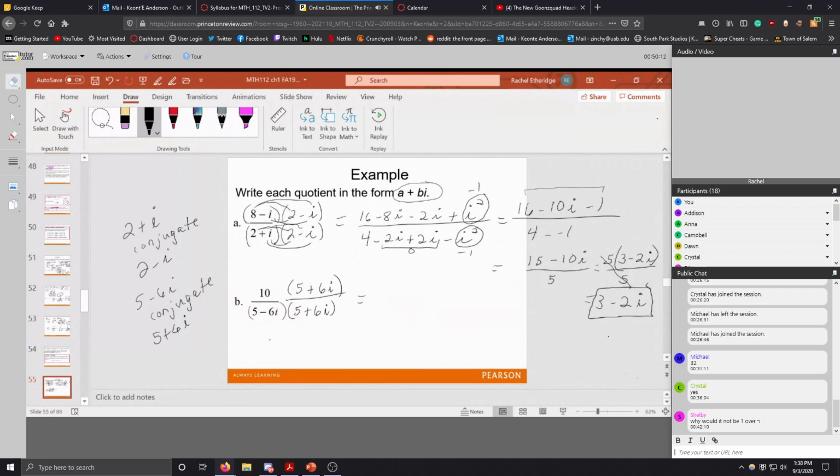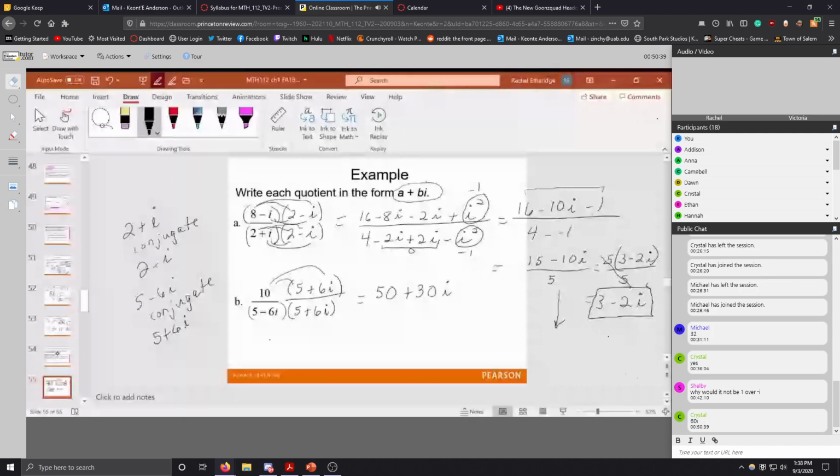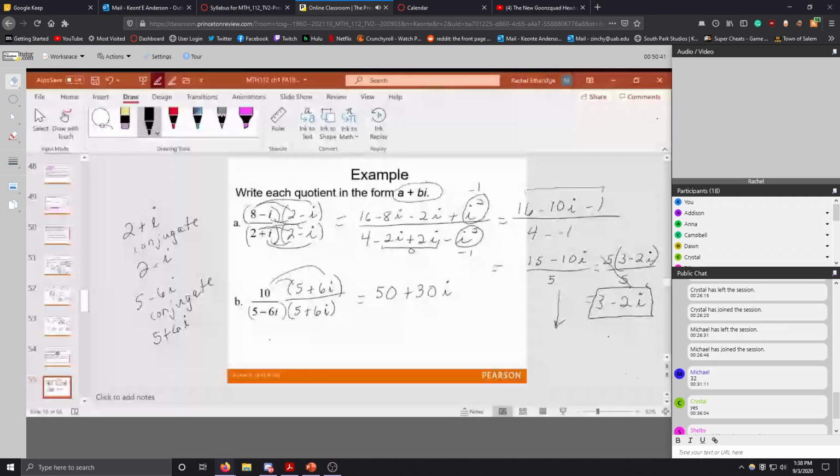So then when I distribute in the numerator, I'm going to get 50 plus 30i. Let me show you something back in that other problem before I finish this. Another thing you can do, I just wanted to back up for just a minute. In this one up here, another thing you could do, that's 60.